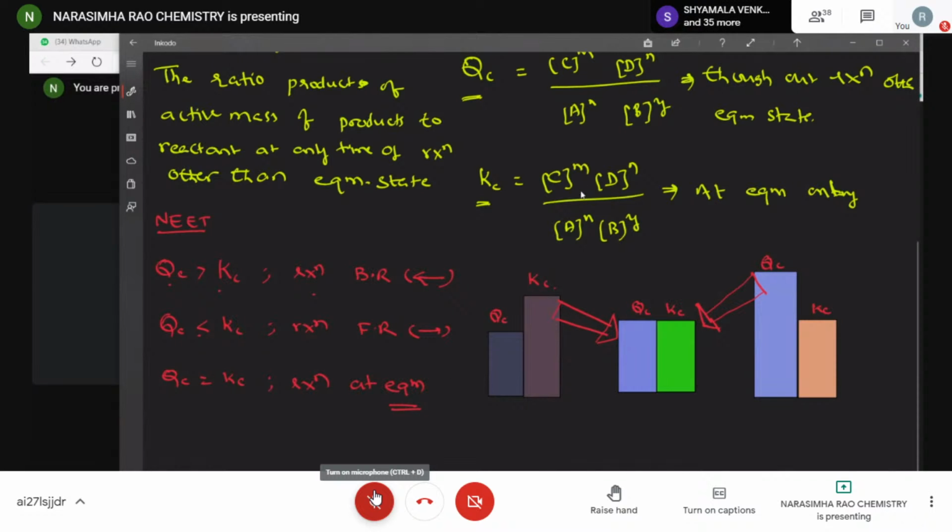Whenever the Qc and Kc values are given, for example the Kc value is given and the Qc value is also given, they ask you to tell which direction the reaction will extend. Based on this concept, I am giving one more problem, children, for understanding of this concept.